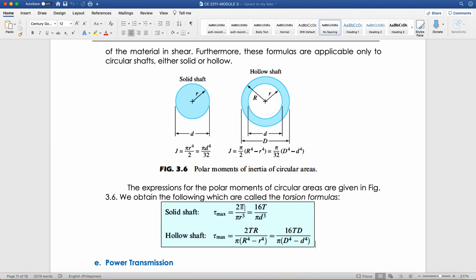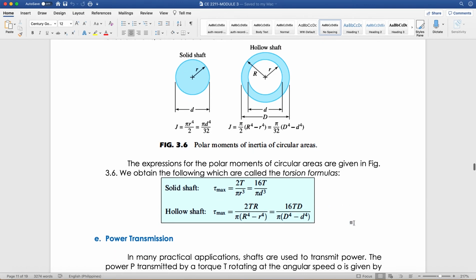So shear max is 2 times the torsion divided by pi r cubed, or it is also equivalent to 16 times the torsion divided by pi d cubed. For the hollow shaft, shear max is 2 times the torsion times the radius of the outer divided by pi times r of the outer raised to the fourth power minus r of the inner radius raised to the fourth power, or that is also equivalent to 16 times the torsion times the diameter of the outer divided by pi times quantity d of the outer raised to the fourth minus d of the inner raised to the fourth power.